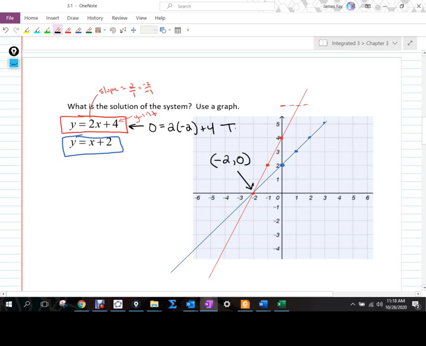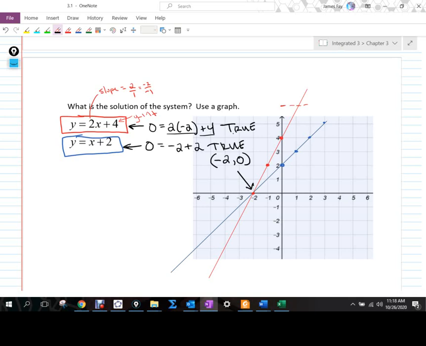Yep. So that's true, right? 0 is equal to 2 times -2 plus 4. That's -4 plus 4. That gives you 0. It should also be true here then. So if I get y to be 0, x is -2, add 2 to it. Does -2 plus 2 give you 0? So that is true. That is the only point out of all the points that exist. That is the only point that's going to give a true statement for both of those.